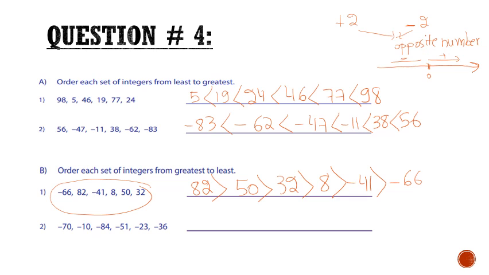Okay, and the second one also I need to order it from the greatest to the least. Yes, Muhammad? Minus 10. Yes, minus 10 is the greatest one out of all of these. Then minus 23. Minus 56. Yes. Minus 51. Minus 71. Minus 80. Very good. Is this clear? Yes. Okay.